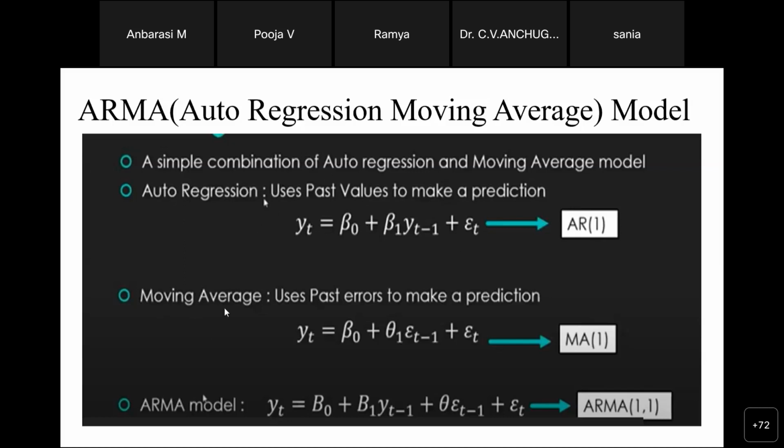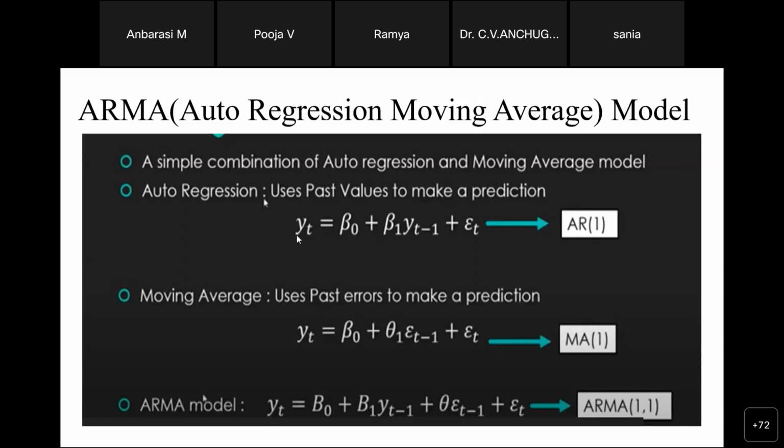Even in the moving average, we have seen that the current value can be calculated based on the past errors. Your current value can be predicted based on the past errors. So here the mu value, or beta naught plus theta 1 multiplied with the previous error, and then the current error. Based on these values, the moving average value will be calculated.